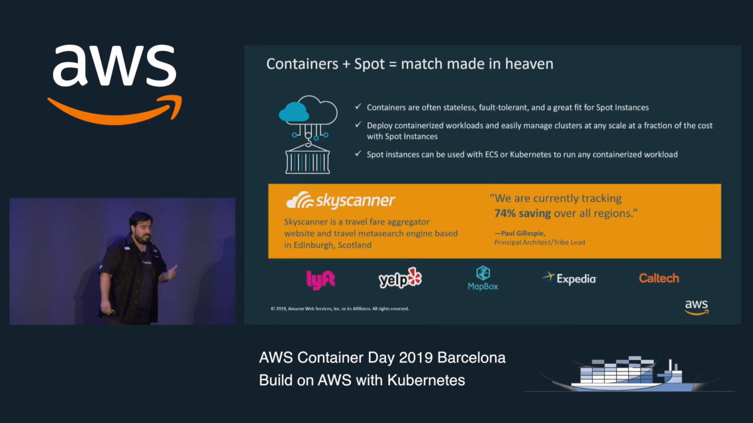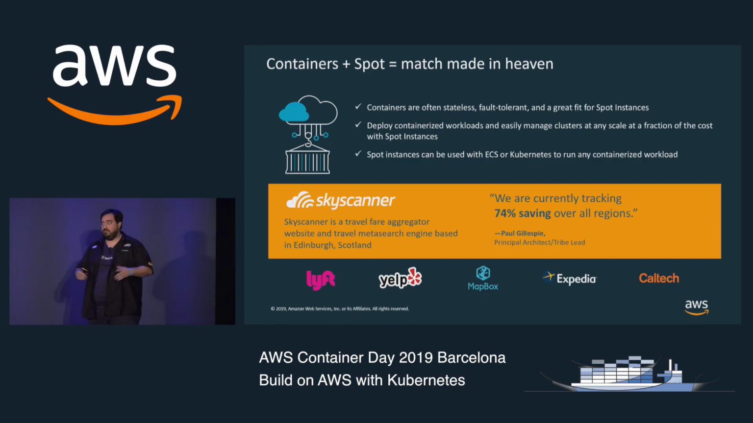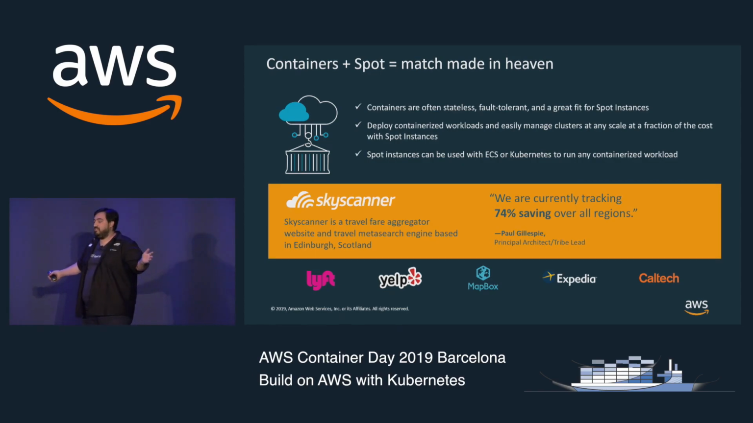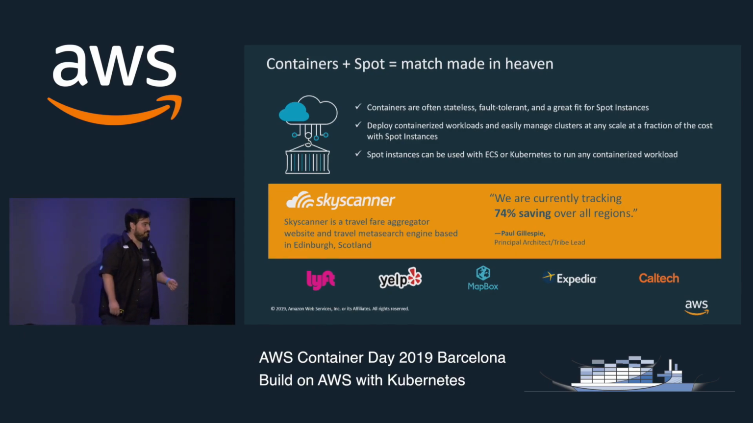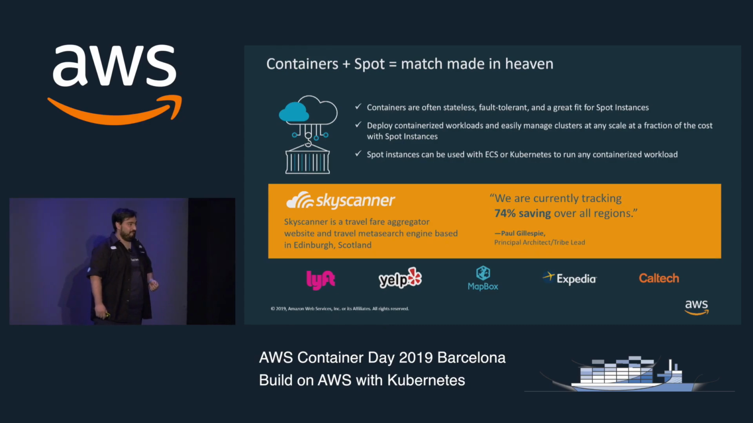Cool. So this is one of our customers that is using Spot at scale. Skyscanner is a travel fare aggregator, so if you're looking for holidays, they will look through thousands of combinations of flights and select the optimum flights for you. It's quite a seasonal business, right? So they need to scale for holidays and so on. And they run pretty much everything on Spot instances, thousands of containers, thousands of nodes as well.